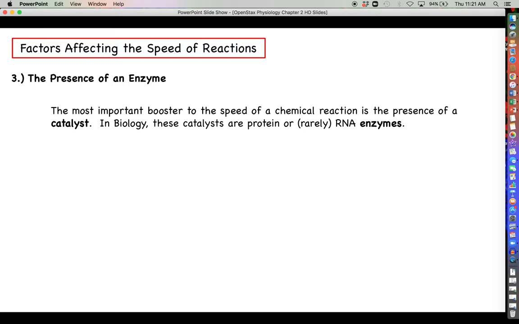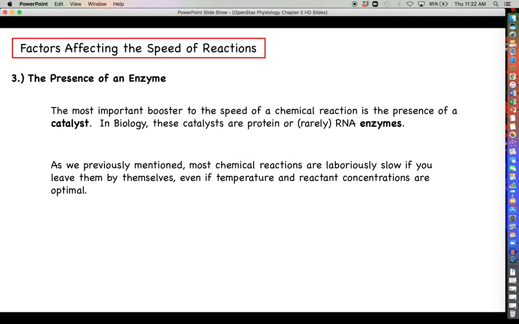Enzymes are almost always going to be proteins, and we'll talk about proteins towards the end of this chapter. Or in very rare cases, in the case of the ribosome, you can have RNA enzymes, which we call ribozymes.